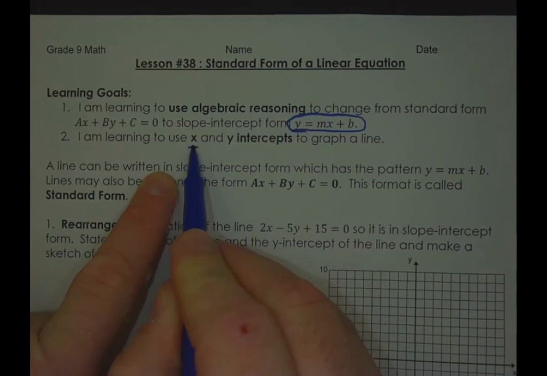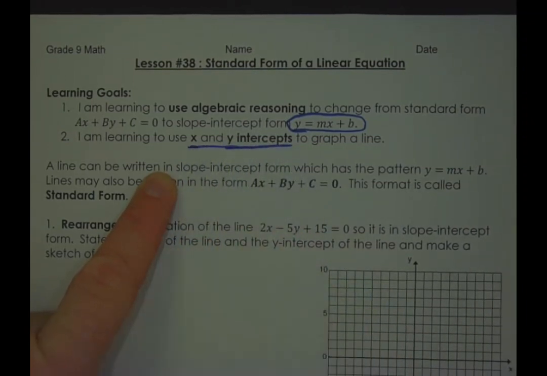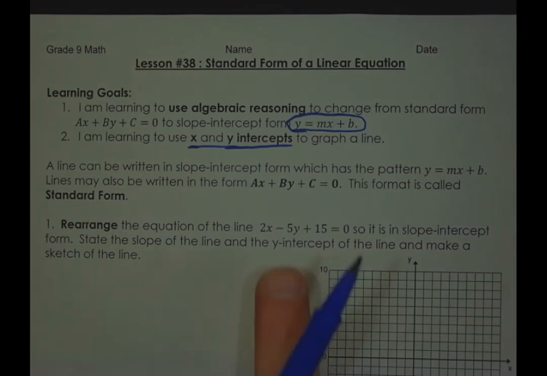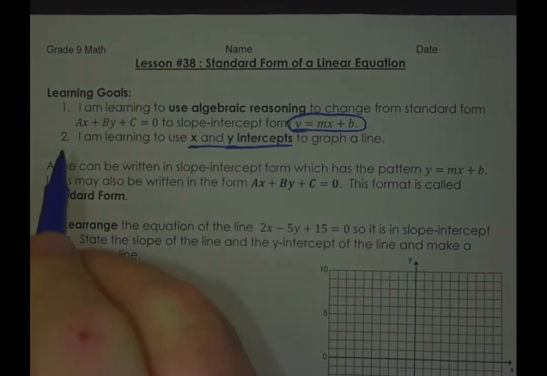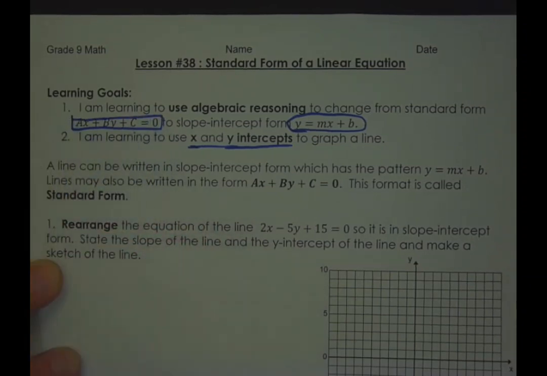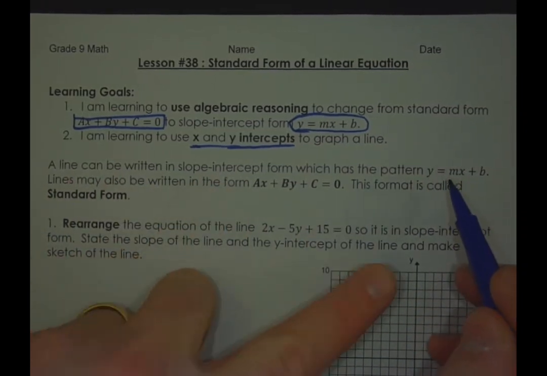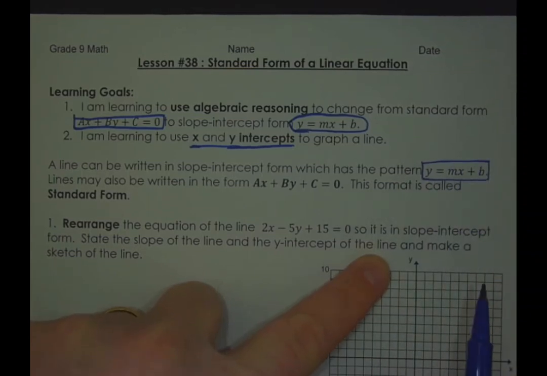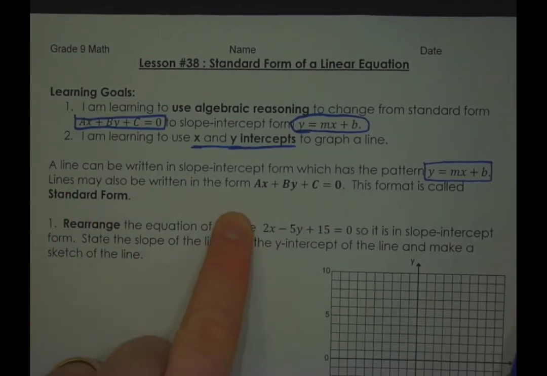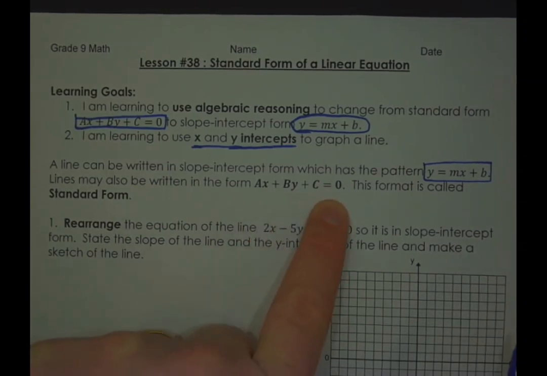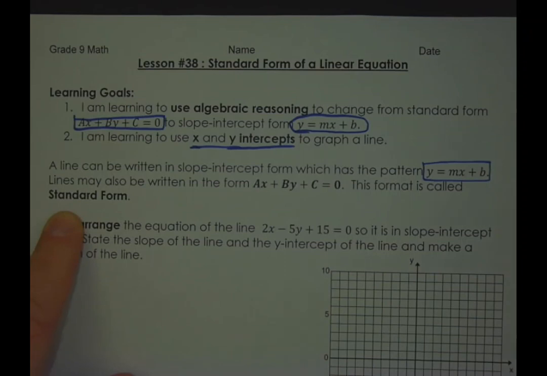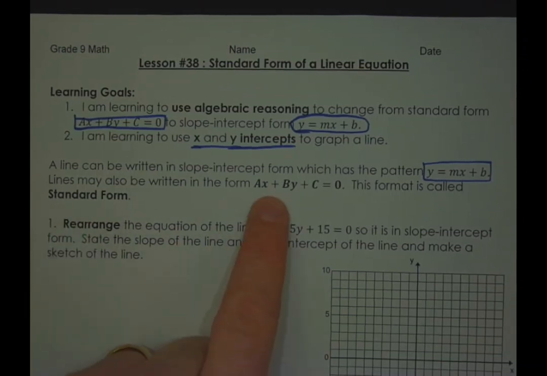And I'm going to introduce this idea of using x and y intercepts to graph a line. And you'll see that comparison to this form, ax + by + c = 0. So we're going to take a look at that. A line can be written in slope-intercept form, which is this, y = mx + b. Lines may also be written in the form ax + by + c = 0. That's called the standard form. So in future math classes, you will see equations written in standard form like this.